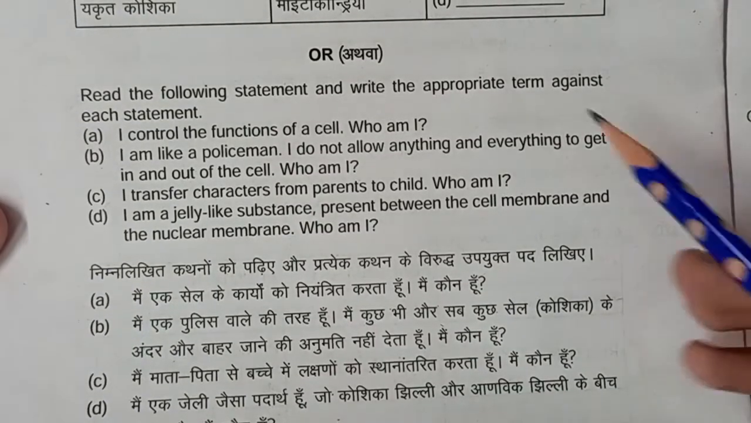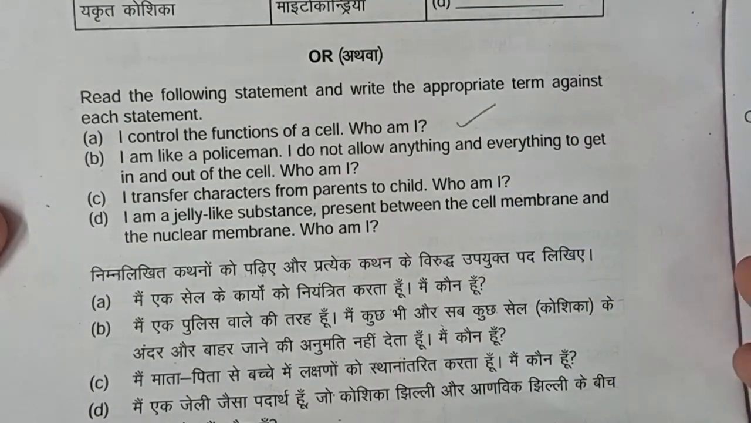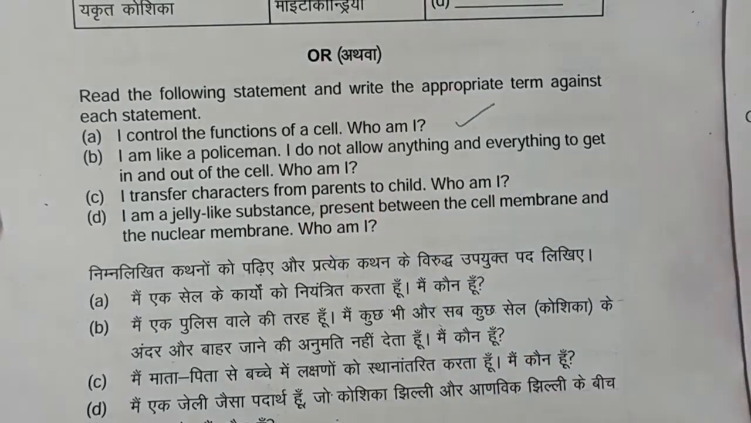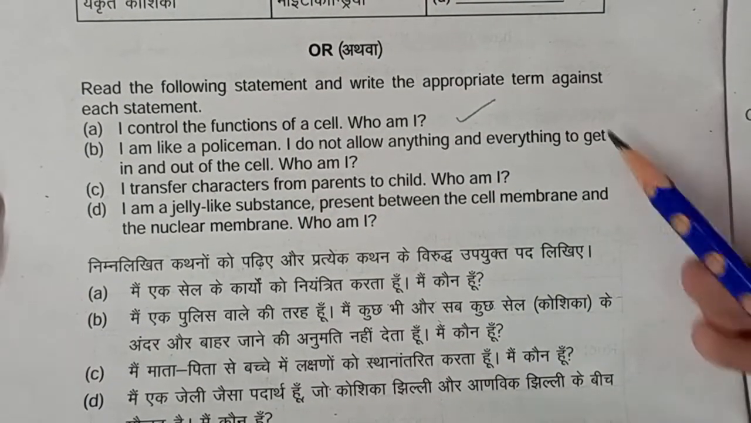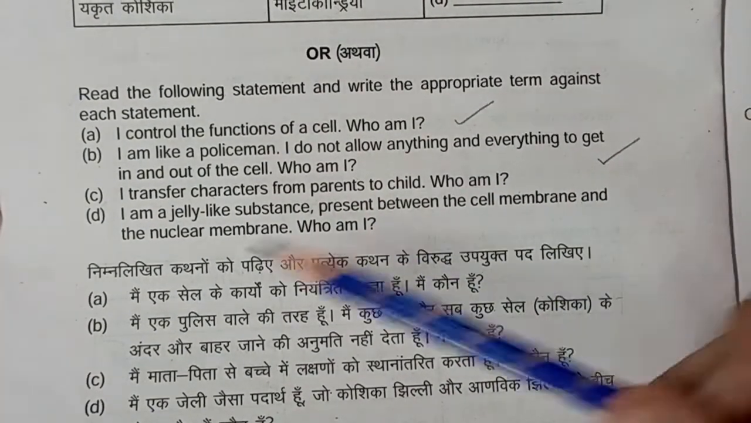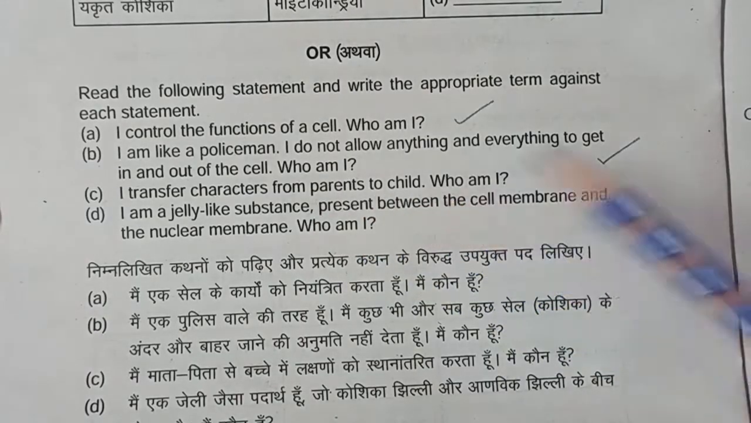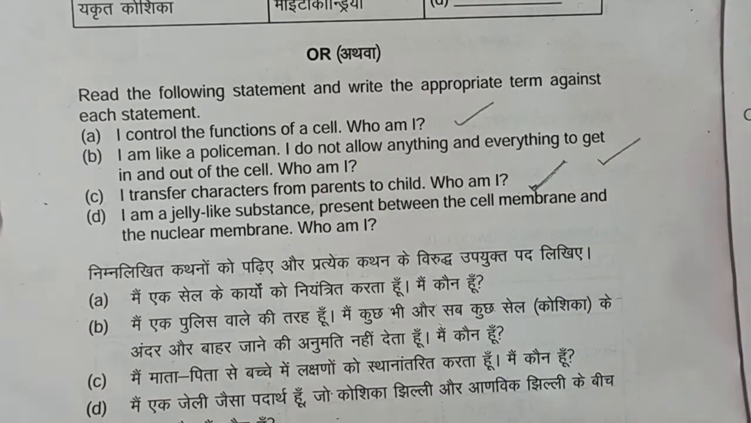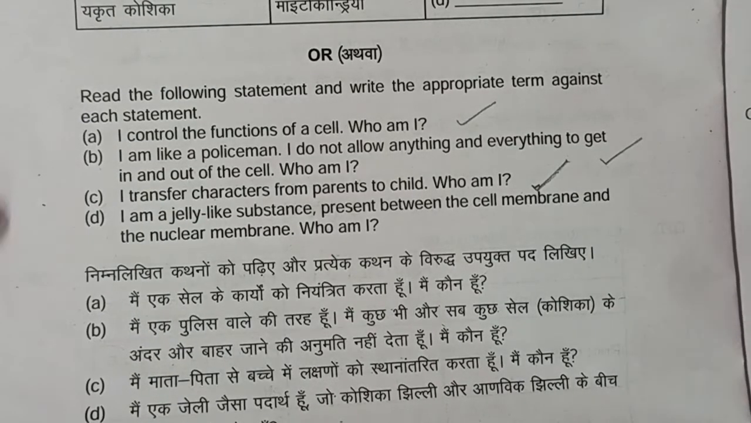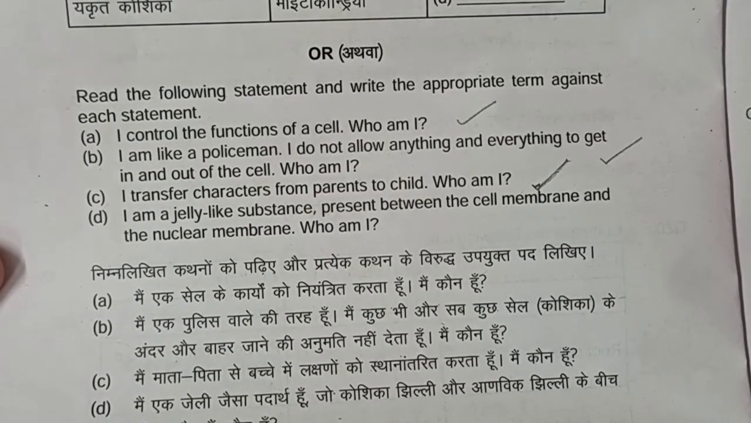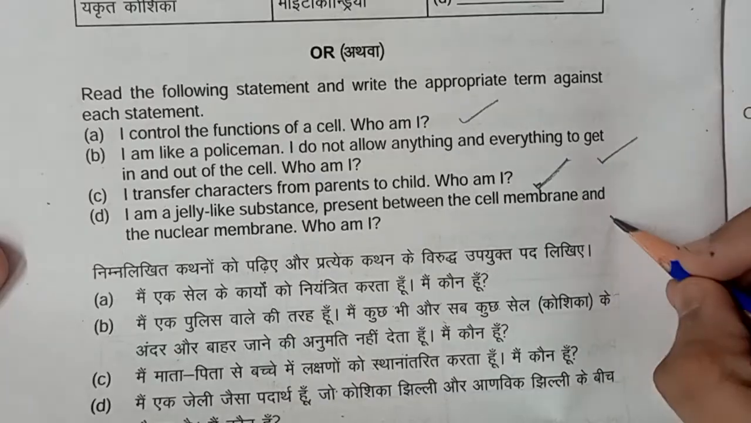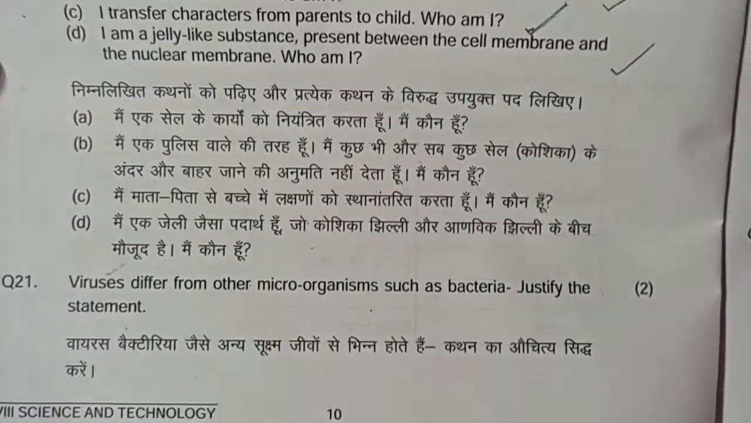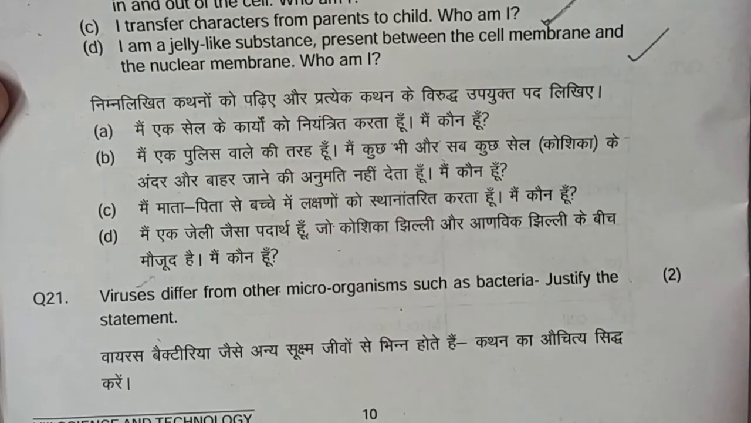Next, I control the functions of the cell. It is the nucleus. I'm like a policeman. I do not allow anything. It is the cell membrane. Okay. I transfer characters, this one is chromosomes. I'm a jelly-like substance present between the cell membrane and the nucleus. It's the cytoplasm.